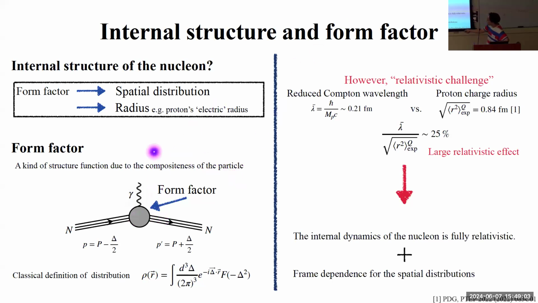So a form factor is a kind of structure function due to the compactness of the particle. In this diagram, we can see the form factor at the vertex. The spatial distribution can be defined by Fourier transformation of the form factor. However, we face a relativistic challenge. Comparing the reduced Compton wavelength and the proton charge radius, we recognize the relativistic effect is not negligible, about 25%. So it indicates the internal dynamics of the nucleon is fully relativistic. In addition, we have to consider the frame dependence of the spatial distribution.